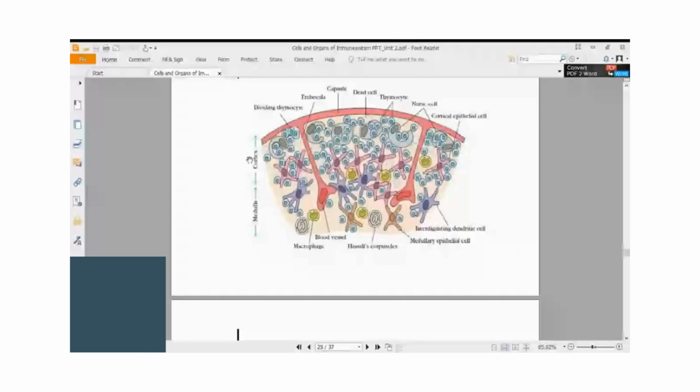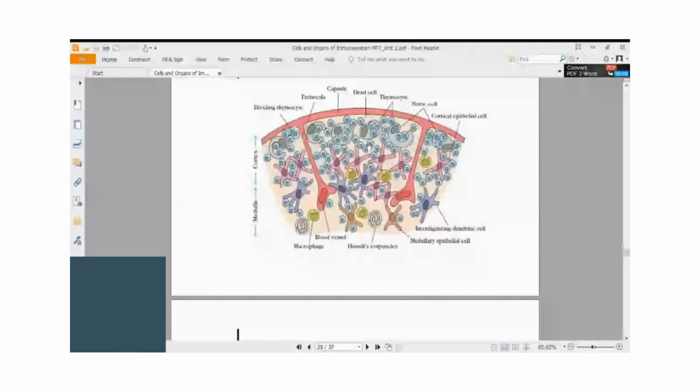So the area which is labeled as cortex, that is the area which is next to the capsule, consists of a large population of incoming thymocytes, meaning young, non-committed T lymphocytes which are not stimulated for any immune response, which can be called naive T cells. Naive T cells means they are not yet committed to any antigen. Newly arrived T lymphocytes will be there in the cortex area, and they will be in large numbers.